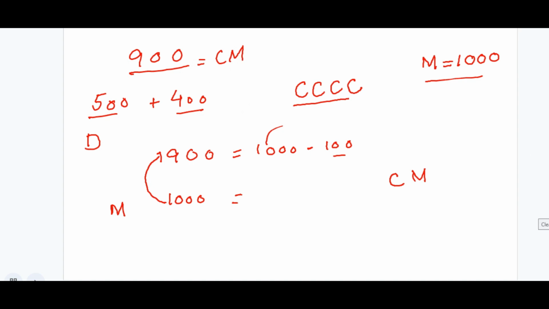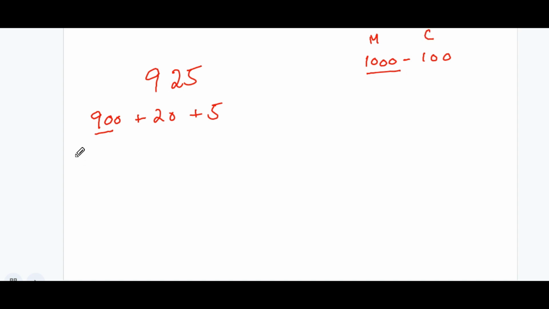So in this way you can find so many numbers. For example, you can find 925. 925 means 900 plus 20 plus 5. Now 900, how can you find 900? 1000 minus 100, and 1000 is equal to M, right? 100 is equal to C. So it is CM, plus 20 means 2 times X, plus 5 means V. So this is your answer.